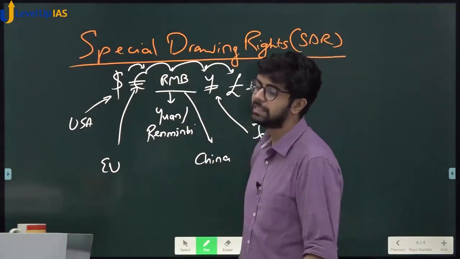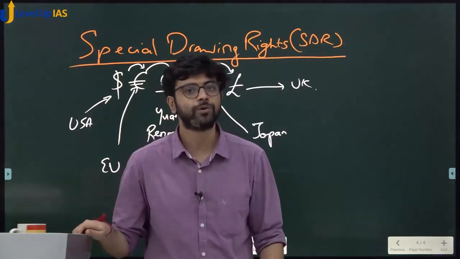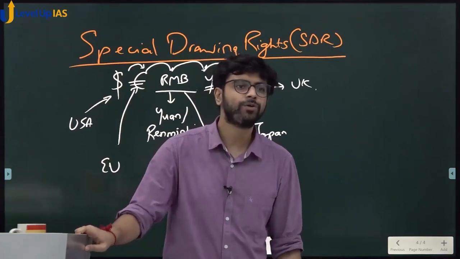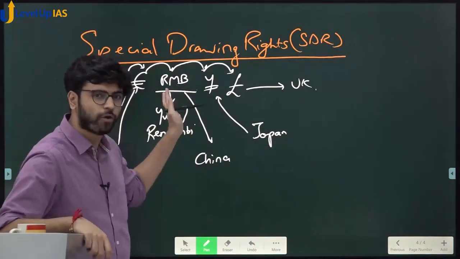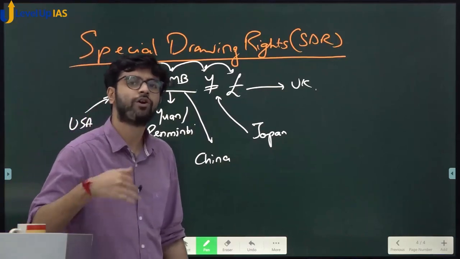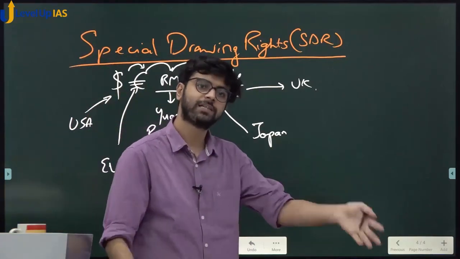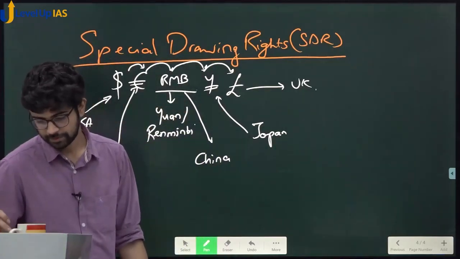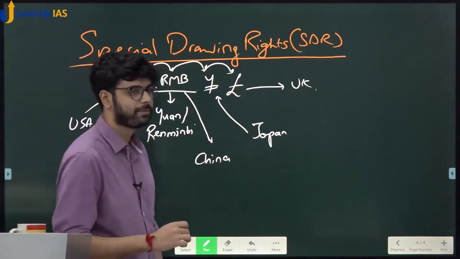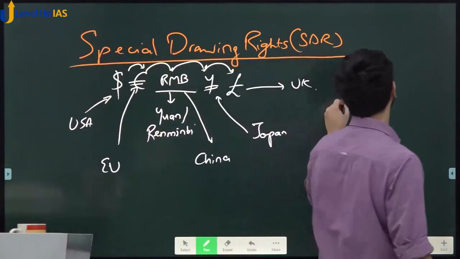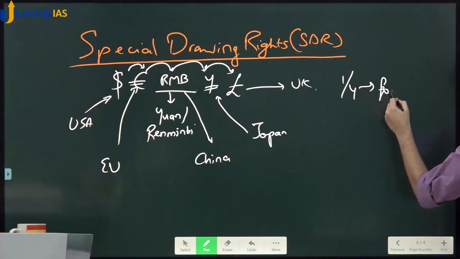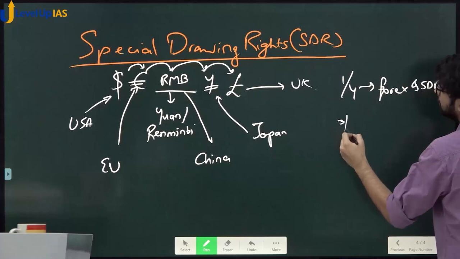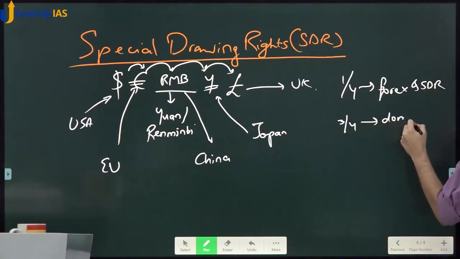So let's say IMF asks India to contribute 2 lakh SDRs. One fourth I have to contribute in SDR currencies, and three fourths I can contribute in rupees. It will be converted to SDR at the current rate. Understood? If not, one fourth I can contribute in forex and SDR currencies, and other currencies also, if I have, I can give. Three fourths in domestic currency, which will be converted to SDR.